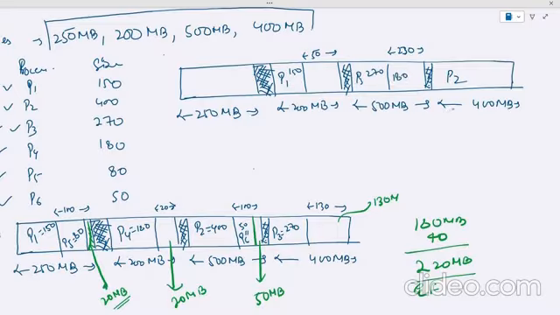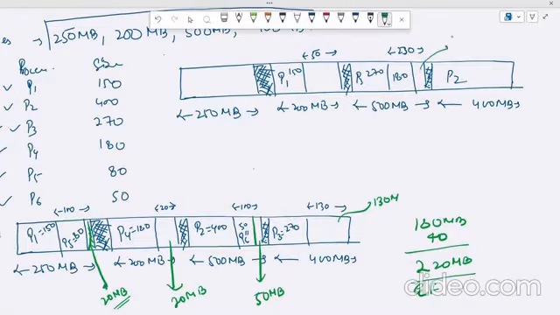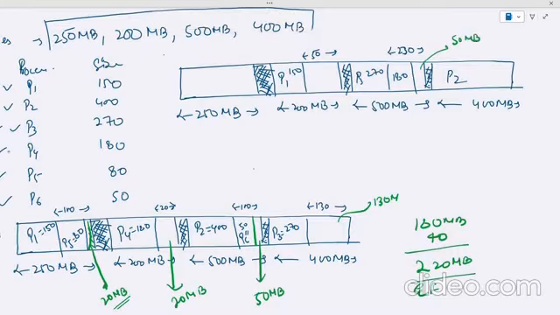Okay, so we put 180 over here and we have space left, 230 minus 180, so 50 MB of space is left here. Okay, so 50 MB of space is left on this side. Now P4 is also completed.